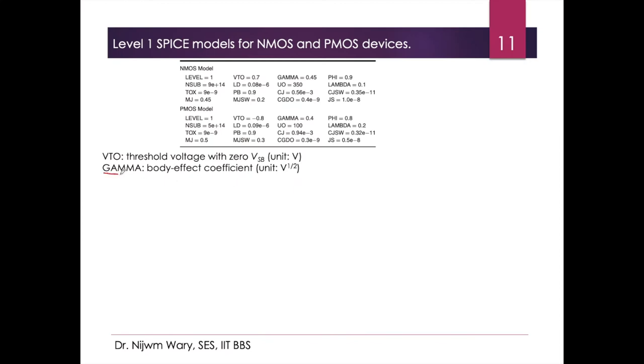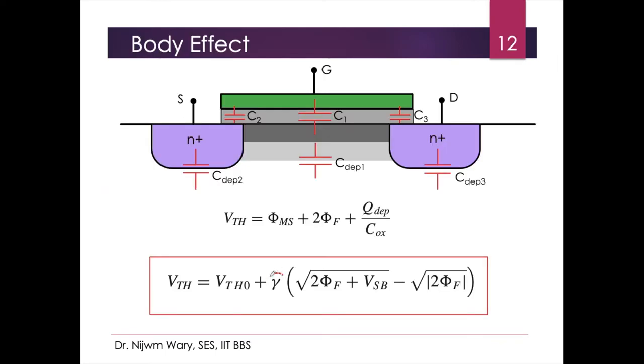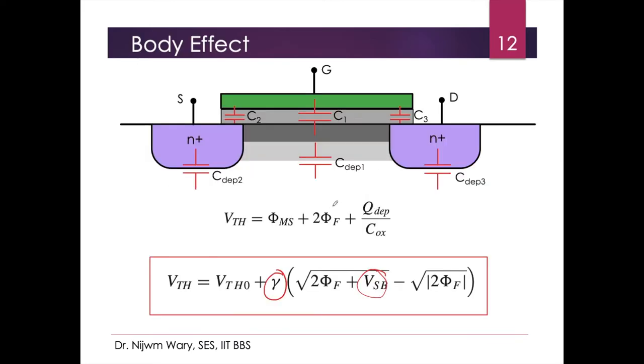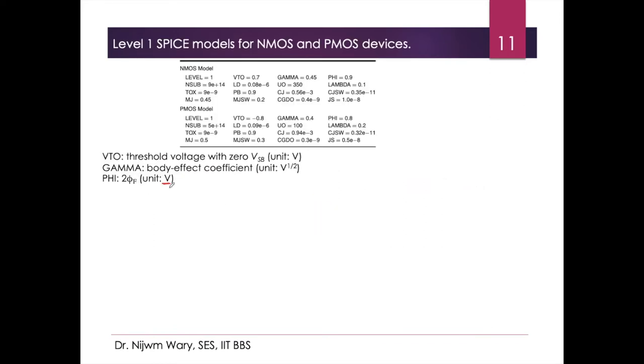Gamma is the body effect parameter, and its unit is square root of volts, and the value is 0.45. So if you remember, this is the gamma which this is representing. Depending upon this and depending upon the source to bulk potential, we know that the threshold voltage will vary. So this is the gamma, which is 0.45 in that particular model of the MOSFET. Next is phi. Phi is basically the 2φf value, and if you remember, it is this parameter. Its unit is also volts.